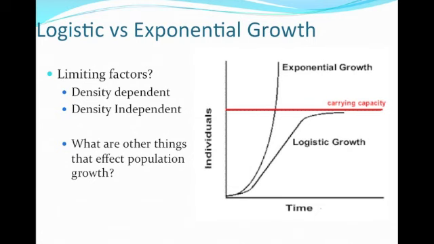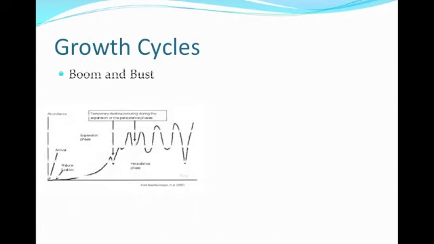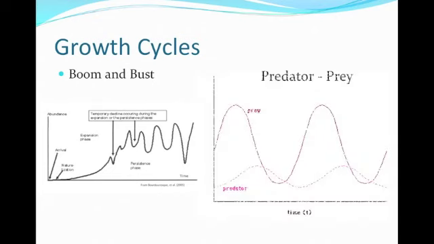Now, other things that affect the population growth are birth and death rate, things like that, so what type of species you are, but also you have two different cycles known as boom and bust and predator-prey. So obviously the relationships between species affect their growth cycles.